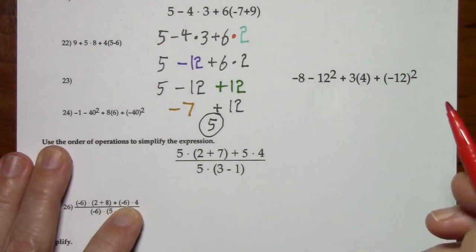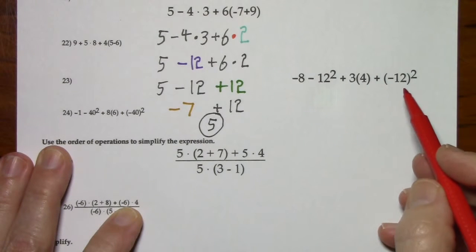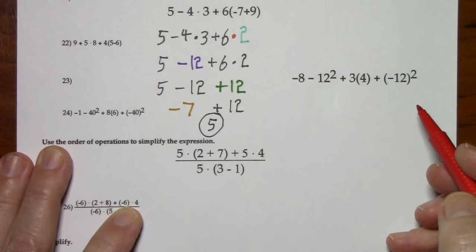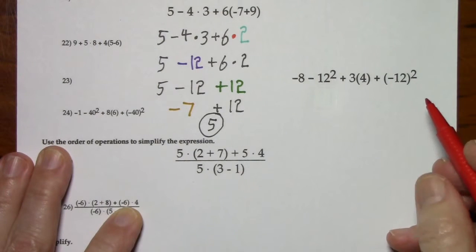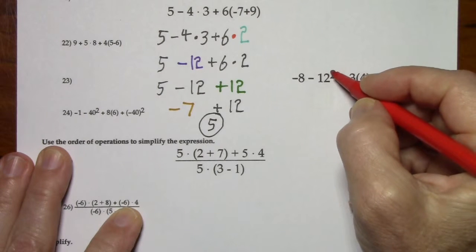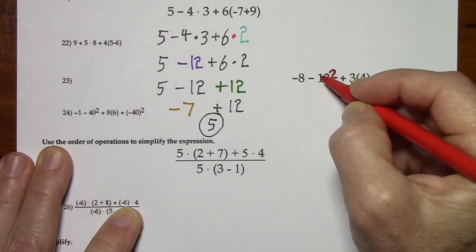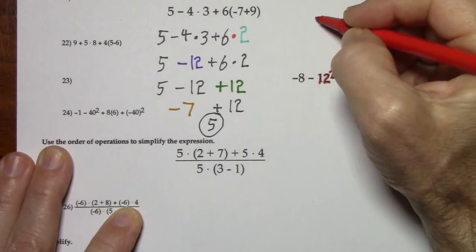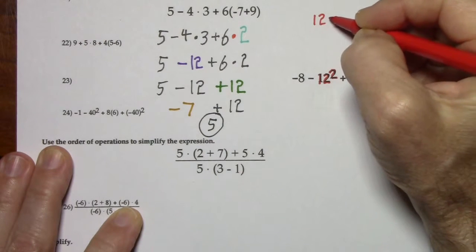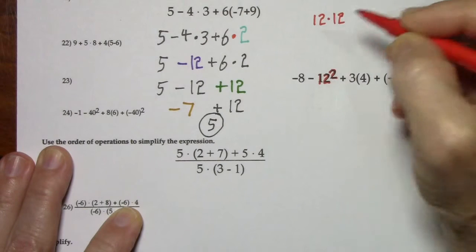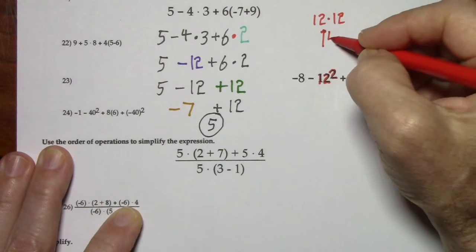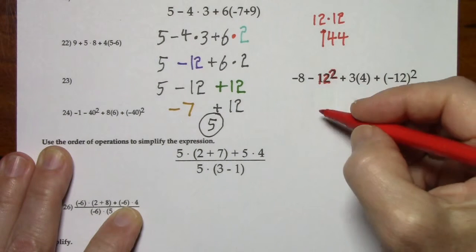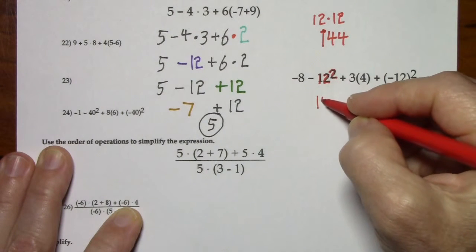Looking at number 23, parentheses are the first concern, but within parentheses, there's nothing to simplify. Exponents come next. Exponent applies to whatever it touches, so this is 12 squared. So this is 12 times 12 gives us 144. So 12 squared is 144.